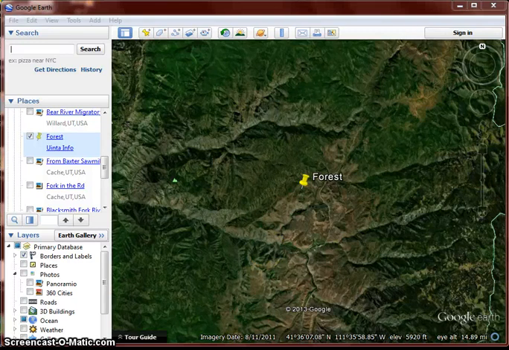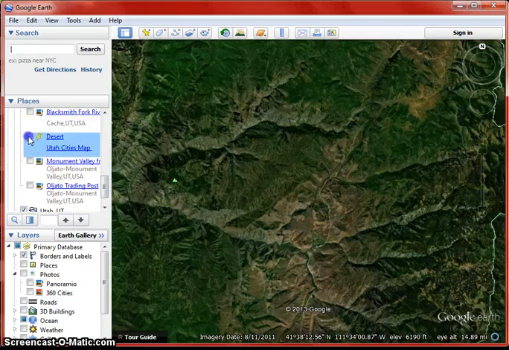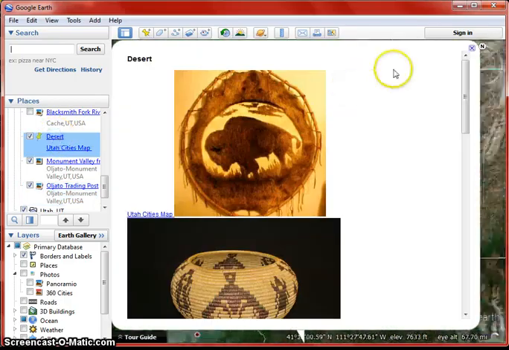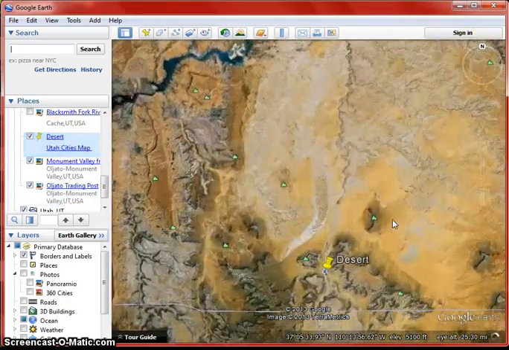Okay, once students were done exploring this site, I would have them go ahead and unclick this pin, move down to the desert pin, click on the two images here, and then travel to the desert, and we'll go ahead and take this away for right now.